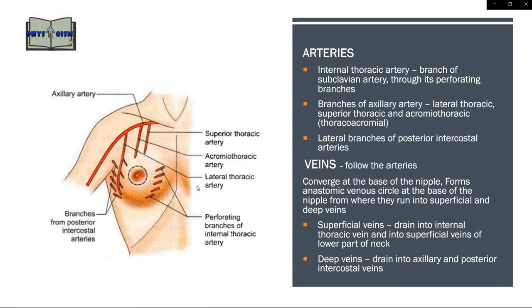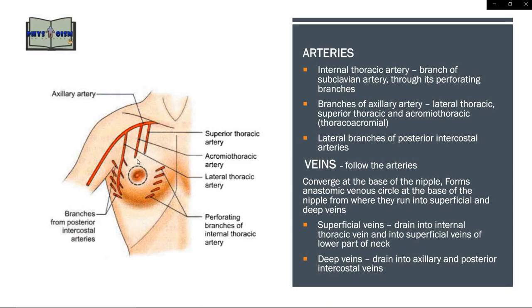Coming to venous drainage. In the venous drainage, all the veins follow the arteries. So here there is an axillary artery, so you can also imagine there is an axillary vein here. Likewise, imagine like that. Firstly, at the base of the nipple, all the veins form an anastomosis, a venous circle, from where it runs into superficial as well as deep veins. Here it is dividing into superficial and deep veins.